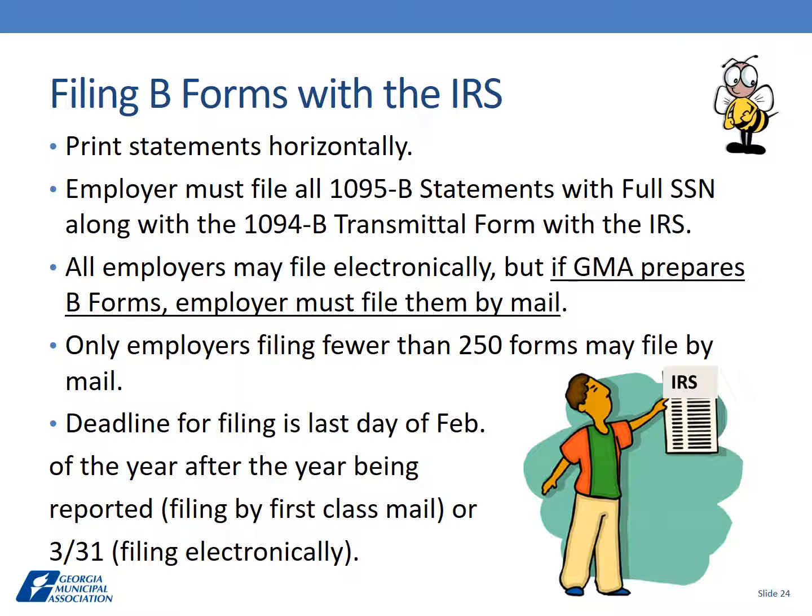The employer must file all 1095-B statements with the full Social Security number along with the 1094-B transmittal form with the IRS. All employers may file electronically, but if GMA prepares the B forms, the employer will have to file them by mail. Only employers filing fewer than 250 forms may file by mail.